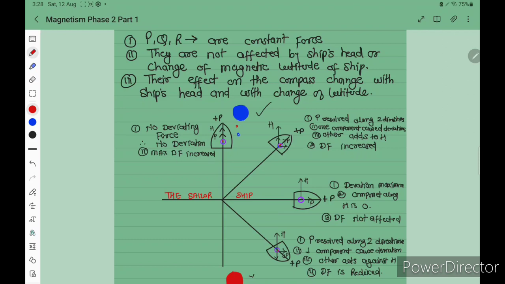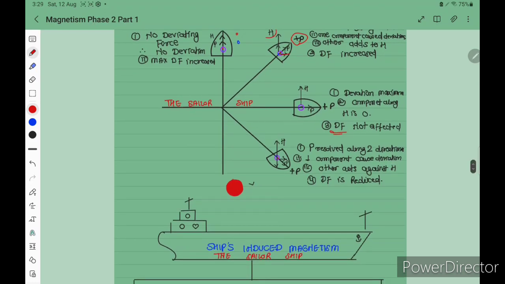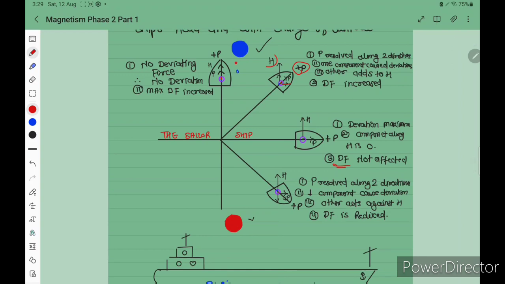There is maximum DF. Whereas in northeasterly heading, this P resolves into two components. One component causes deviation and the other adds to H. This add H will give more power, so DF will increase. On the equator, deviation is maximum and the component along H is zero, therefore directive force is not affected, DF being directive force. And then southeasterly, the P resolves along two directions: one component causes deviation, the other acts against H, so DF is reduced. So this diagram is very important. I think they asked 2-3 times in the past, so you have to remember this.